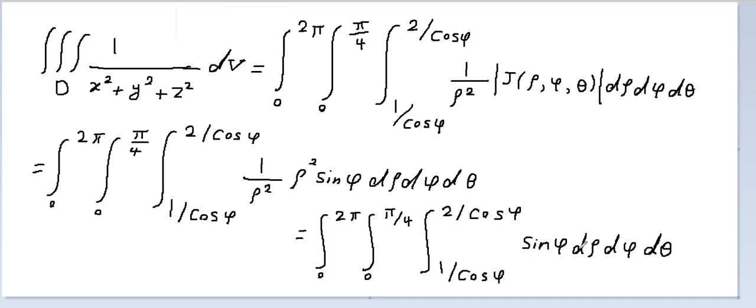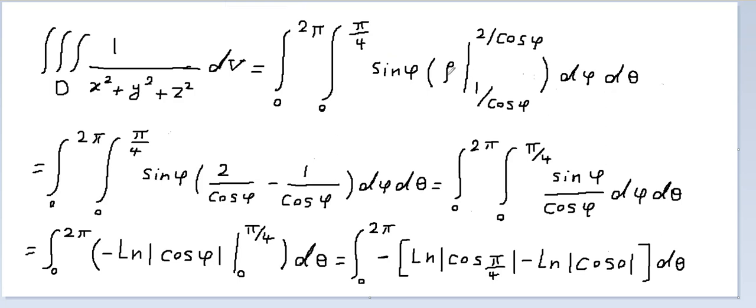So for the first integral with respect to rho, this sine phi feels just like a constant. So the integral of d rho is rho from this to this. So let's move up here. We have to do it here. The space is not enough. I have to erase this.